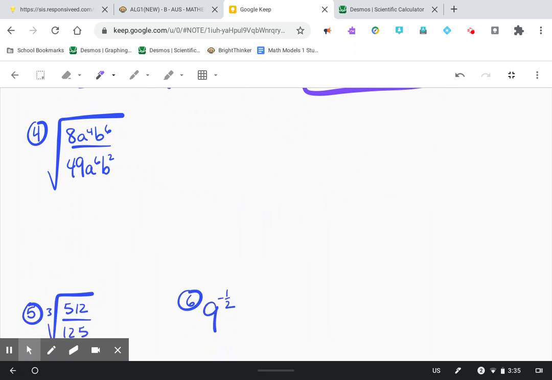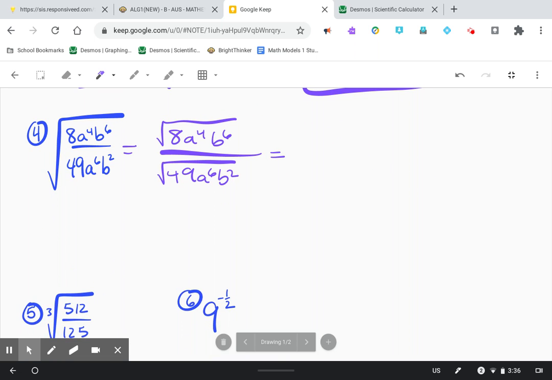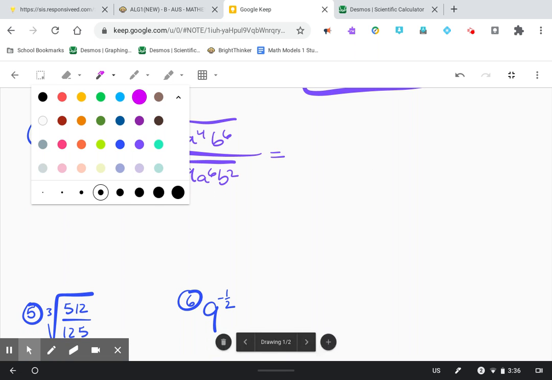Now, number 4 introduces fractions, but you don't need to let this throw you off, because I can still do this on either side of the fraction. So I'm going to break this up into 2 parts, 8 a4 b6, and then on the bottom it's going to be 49 a6 b squared. And then I'm going to break each of those up into different parts.